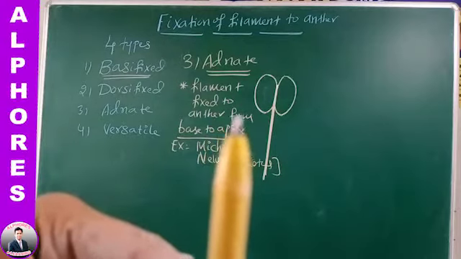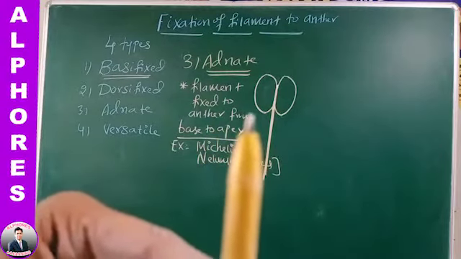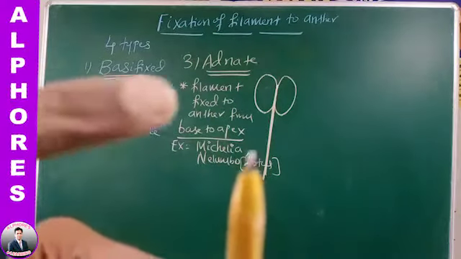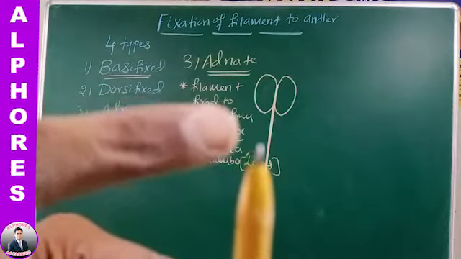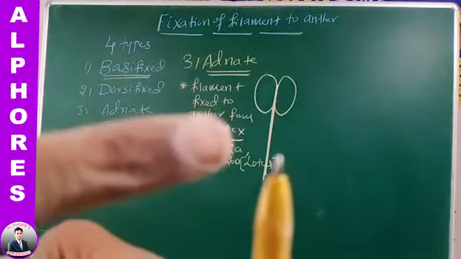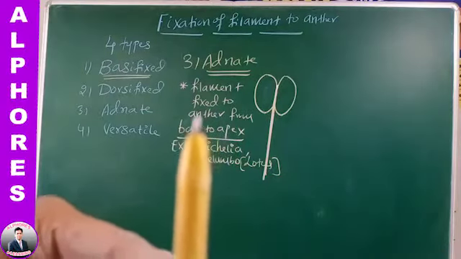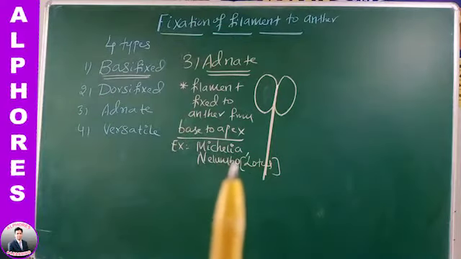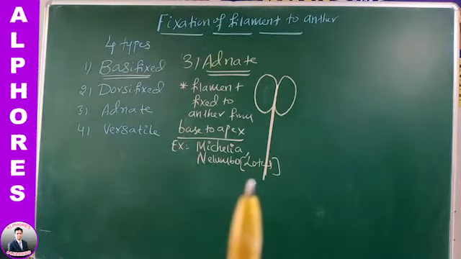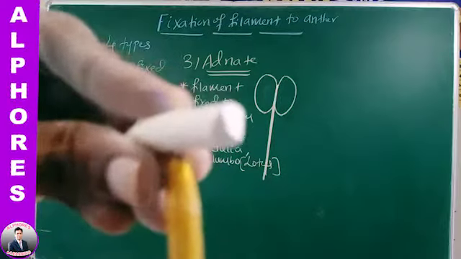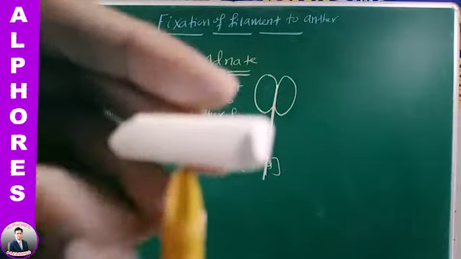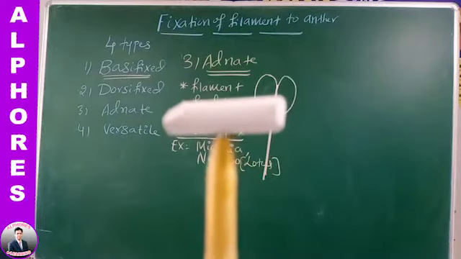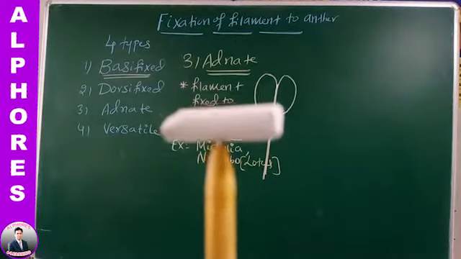See, go for the fourth one. What is it? Versatile. Fourth one is versatile. See, this is filament. The tip of the filament is pointed. Sir, the tip of the filament is pointed, no? It is attached to anther on the dorsal surface at one point.